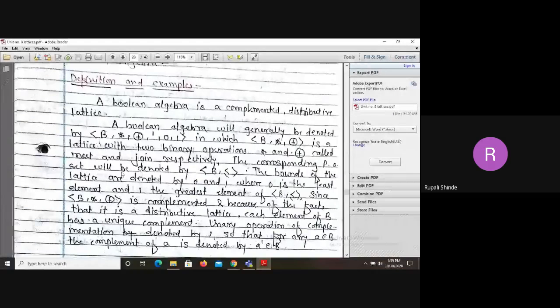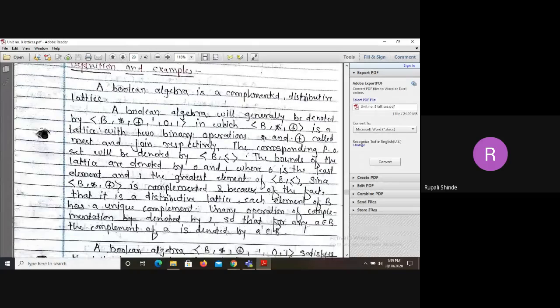The corresponding partially ordered set will be denoted by B with the partial order relation. The bounds of the lattice are denoted by 0 and 1, where 0 is the least element and 1 is the greatest element of the partially ordered relation. Since B star XOR is complemented, because of this fact, it is a distributive lattice. Each element of B has a unique complement.